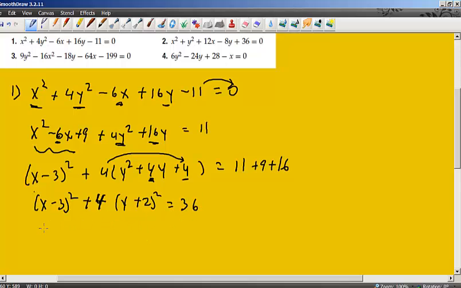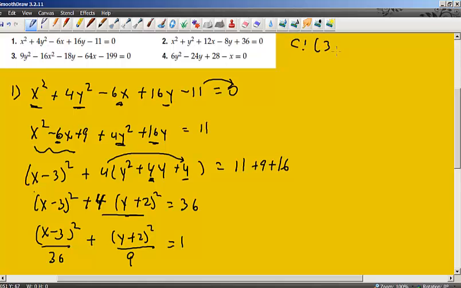Divide everything by 36. I'm going to get x minus 3 quantity squared over 36. And then this reduces here to y plus 2 quantity squared over 9. Is equal to 1. It's in standard form. Now I have a center. The center of this is 3 comma negative 2. The radius in the x direction is 6. The radius in the y direction happens to be 3.